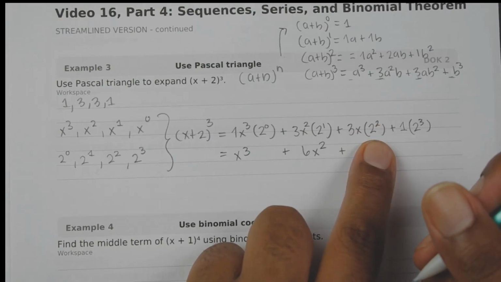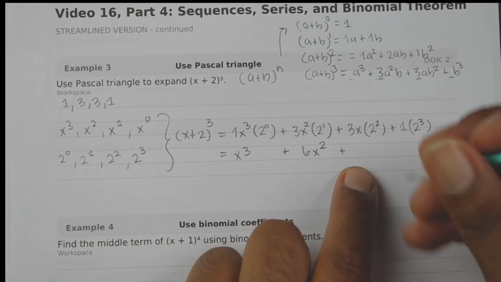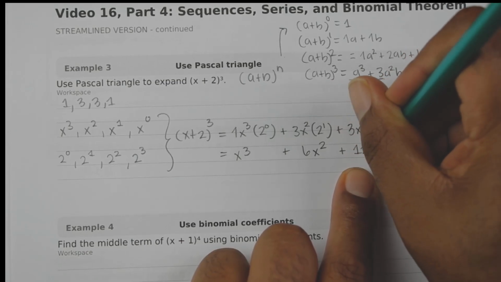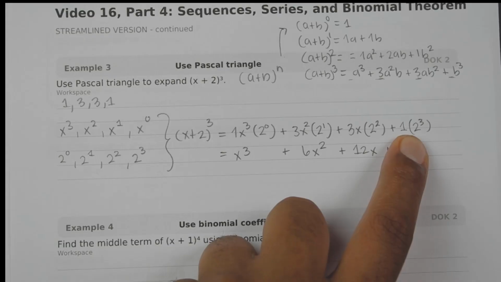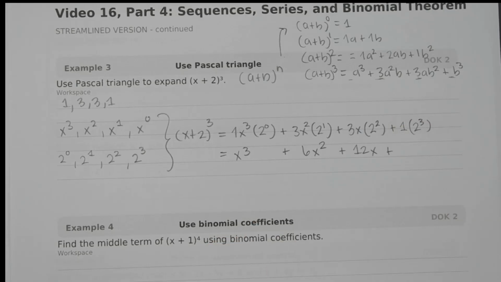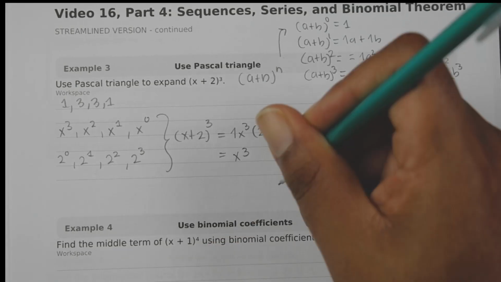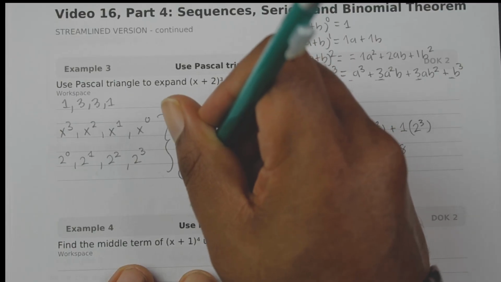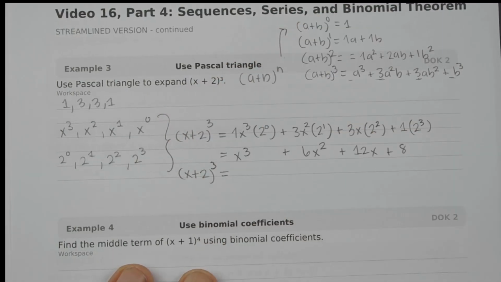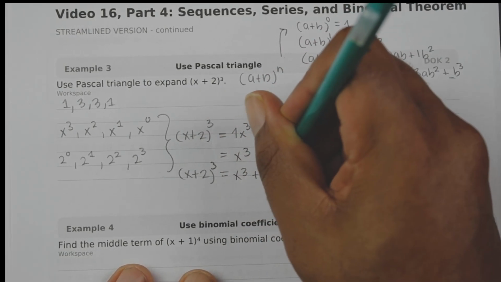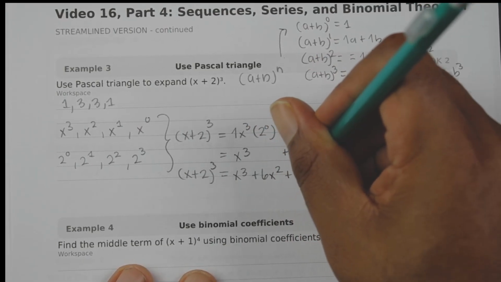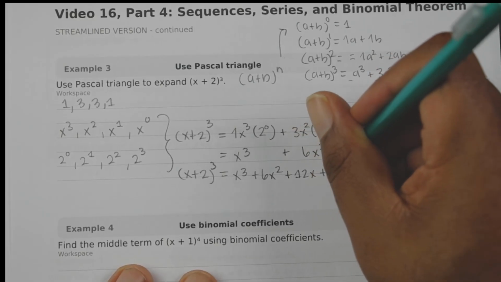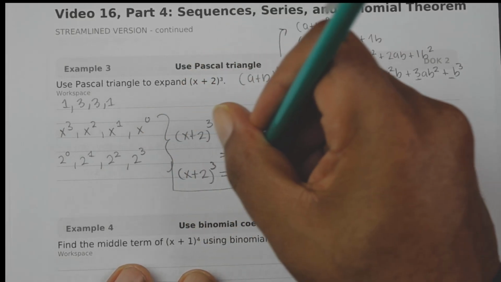2x times 2 raised to the power of 2, that's 4, and then 3, so that would be 12x. And then 1 times 2 cubed, that's 8. So 8 times 1 is just going to be 8. So the final answer of x plus 2 raised to the power of 3 is x cubed plus 6x squared plus 12x plus 8. Okay.